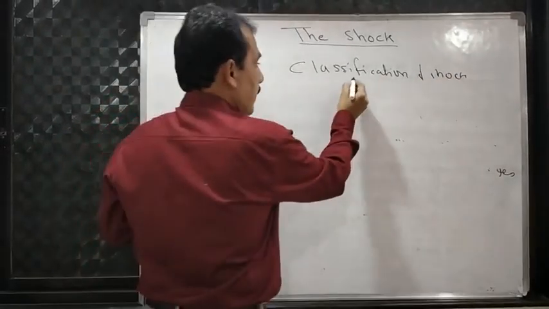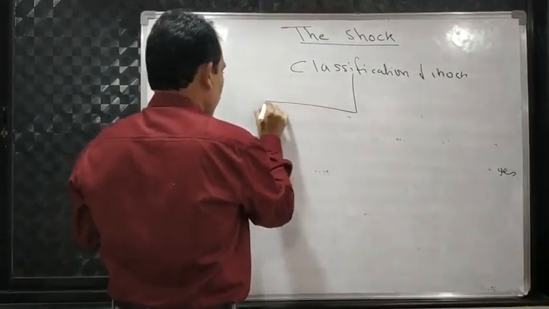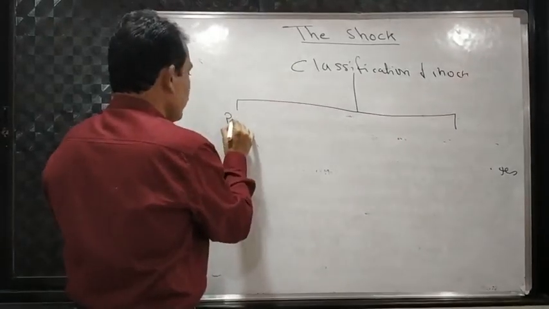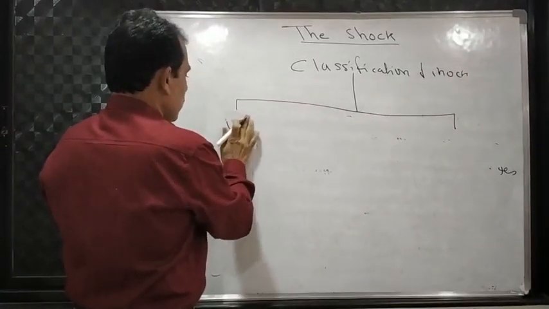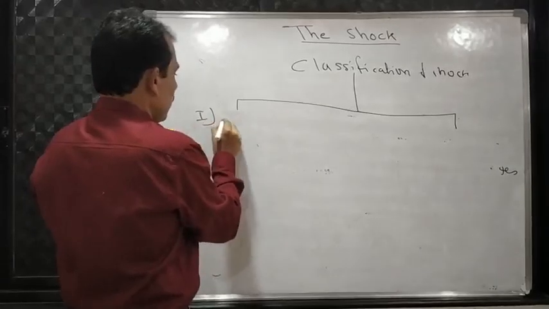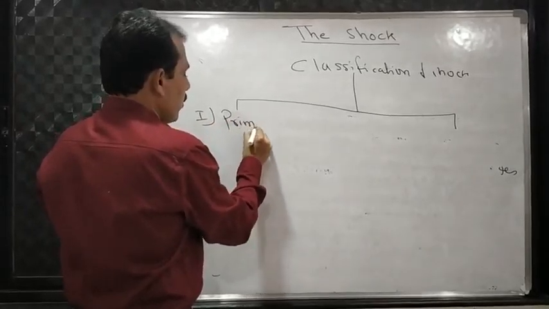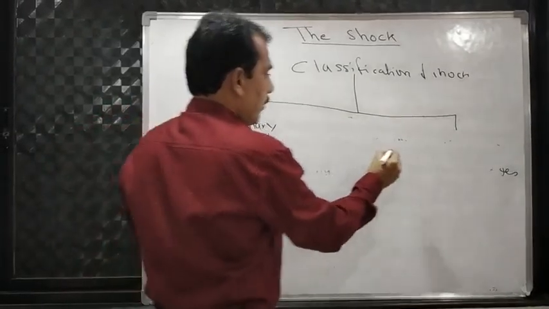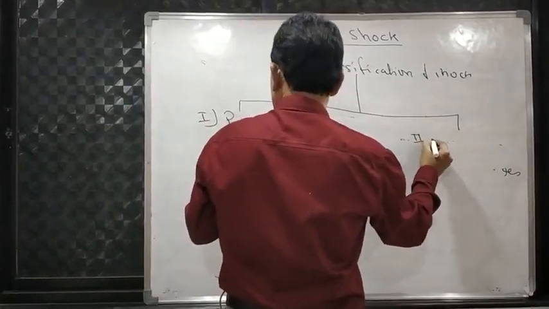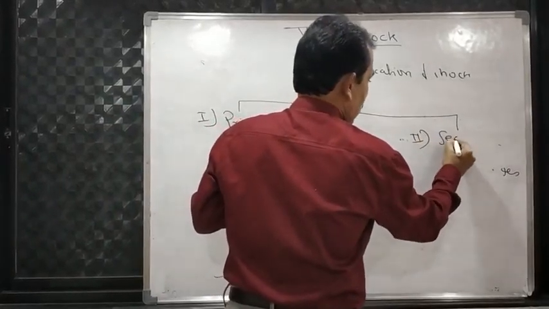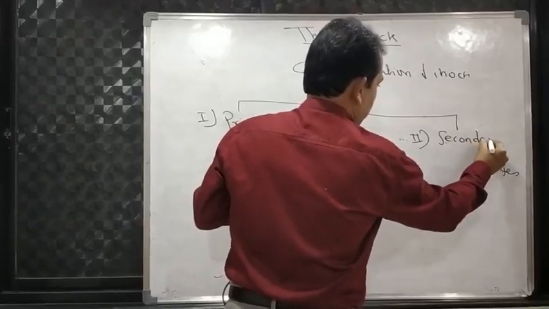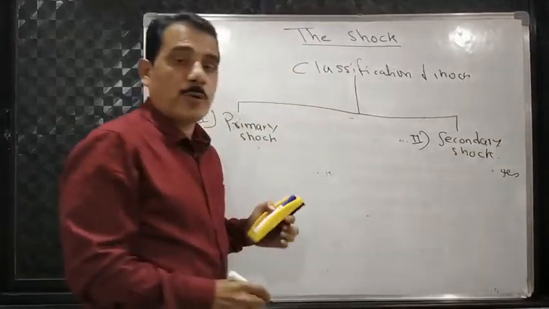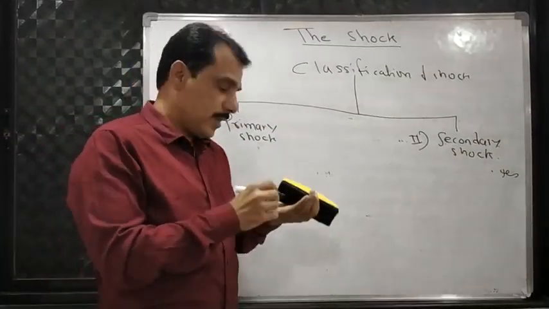Basically, shock is classified mainly into two types. Number one, primary shock, and number two, secondary shock. First of all, you see what the primary shock is and then the secondary shock.